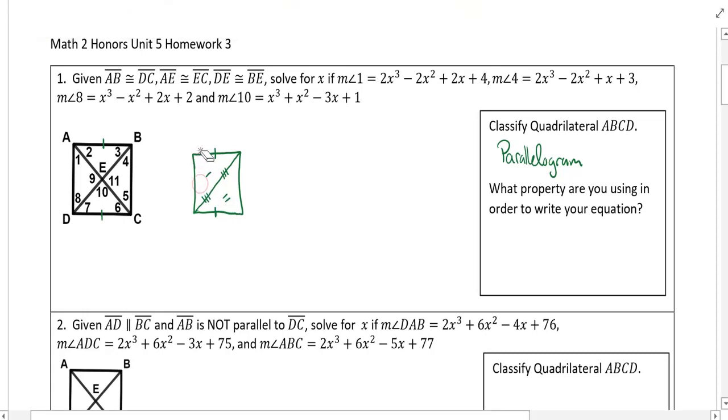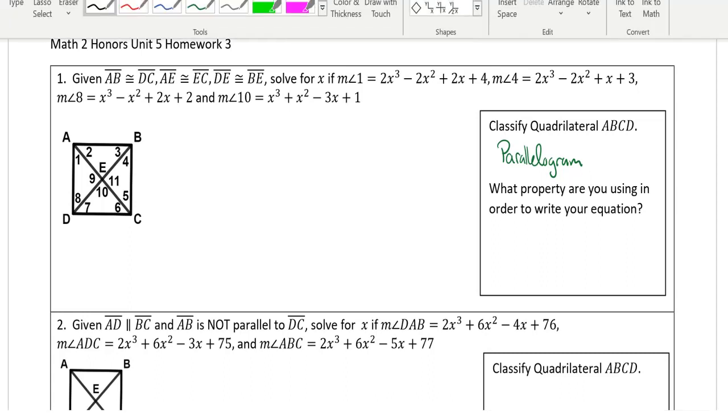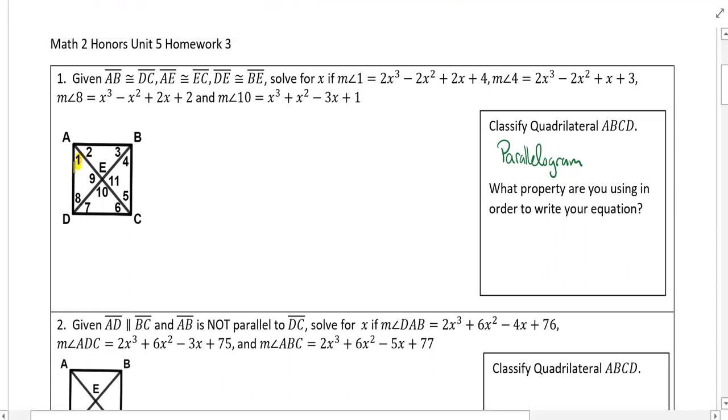I'm going to erase the diagram now that we've established what we're working with here. And now what are we given? The measure of angle 1. I'm going to highlight these. So the measure of angle 1, the measure of angle 4, the measure of angle 8, and the measure of angle 10. Okay, so that's what we're given, and that's all we know.